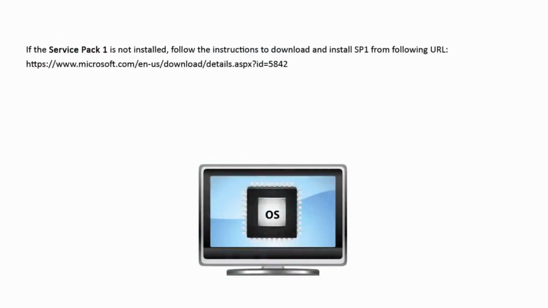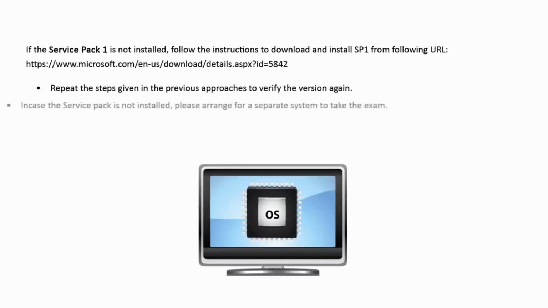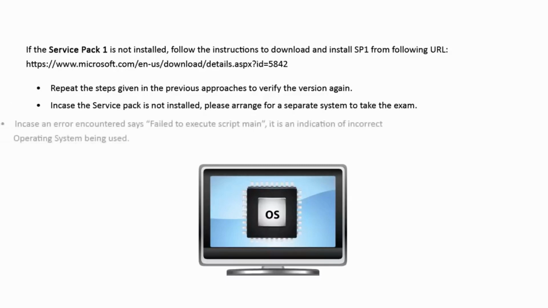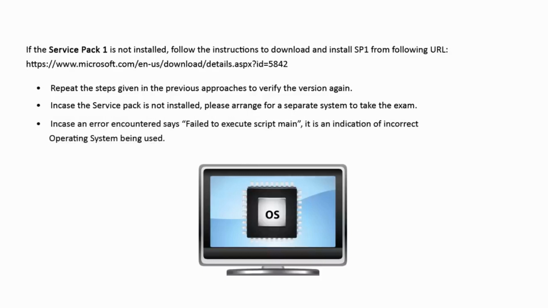If Service Pack 1 is not installed, follow the instructions to download and install SP1 from the URL mentioned. Repeat the steps given in the previous approaches to verify the version again. In case the Service Pack is not installed, please arrange for a separate system to take the exam. In case an error is encountered that says failed to execute script main, it is an indication of an incorrect operating system being used.